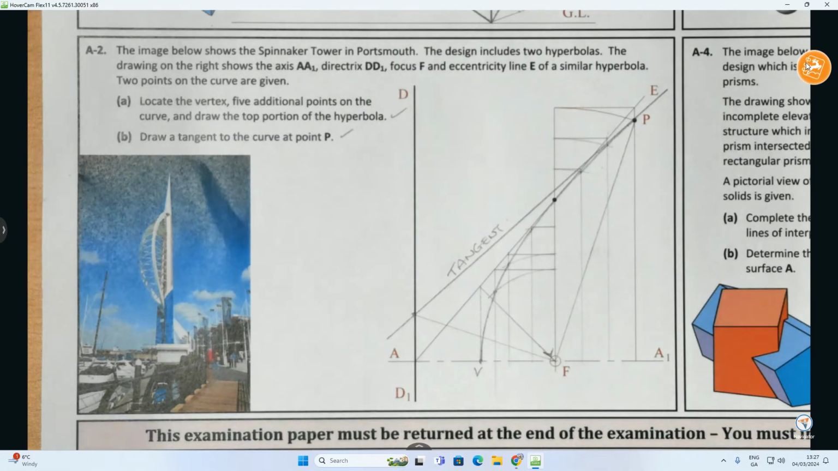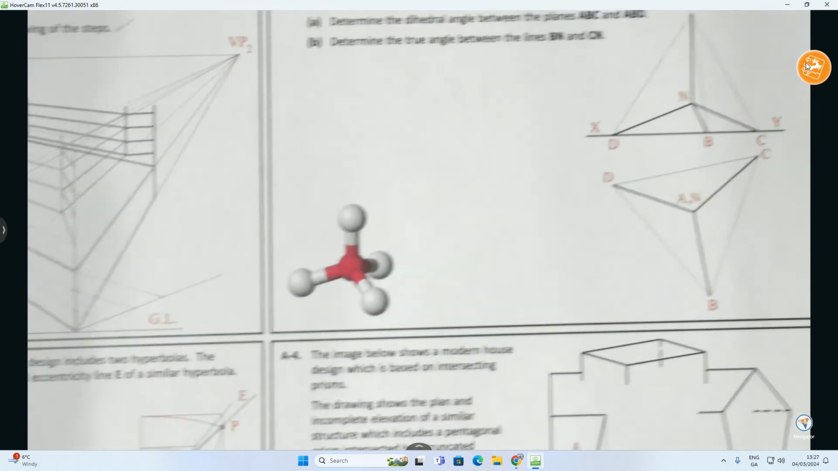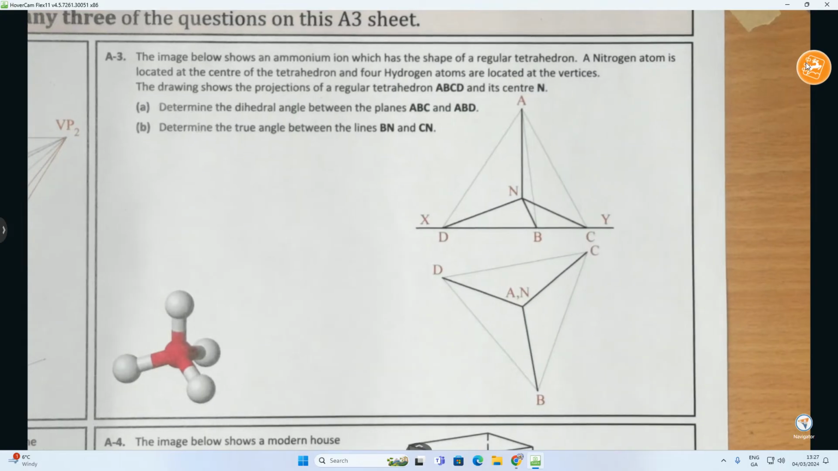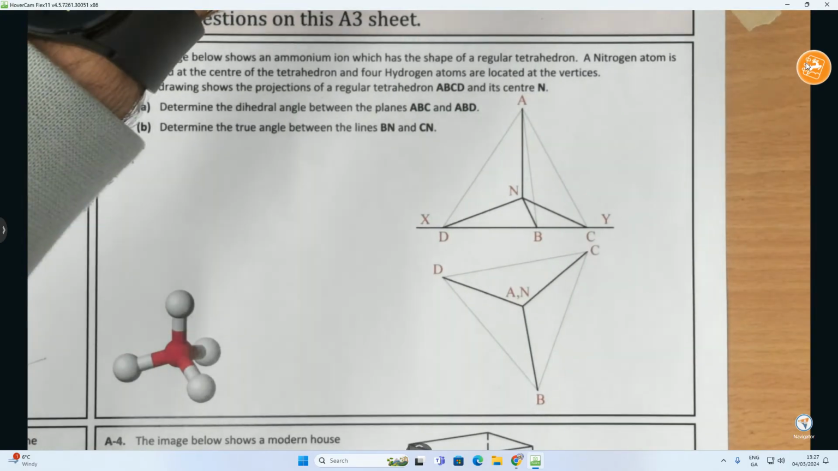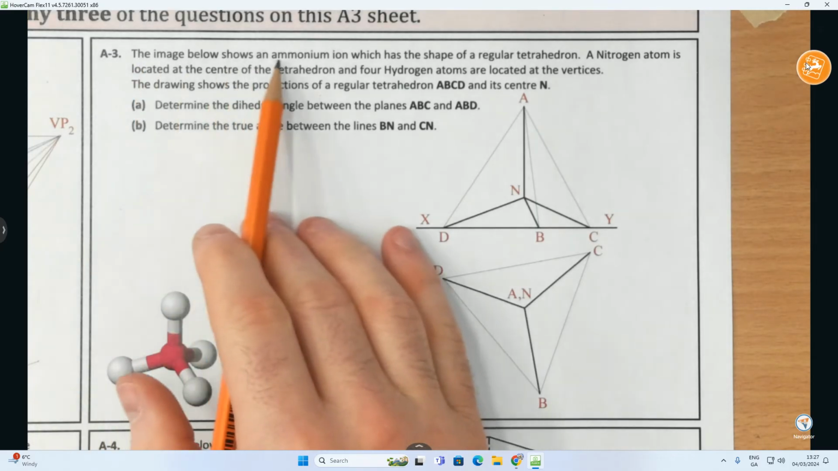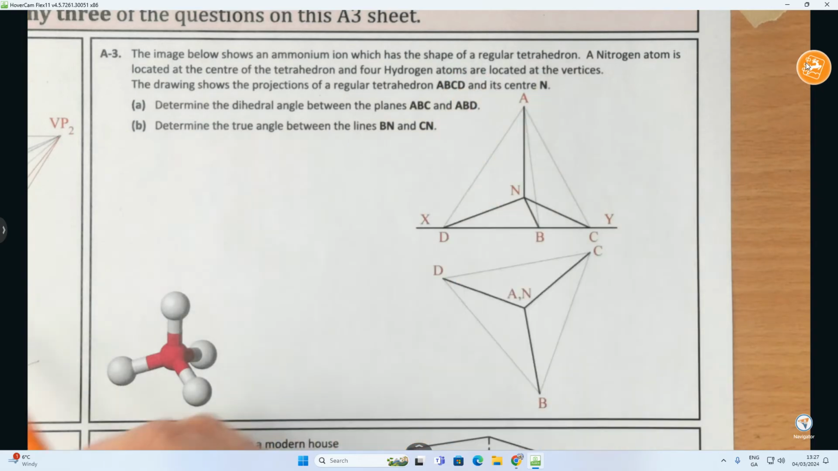Now we're going to move on to the top right of the page and we're going to go on to question A3. So rotate this up here, make sure it's nice and even in my screen there. Okay, a little bit bigger. Right. Question A3. It says the image below shows an ammonium ion which has the shape of a regular tetrahedron.